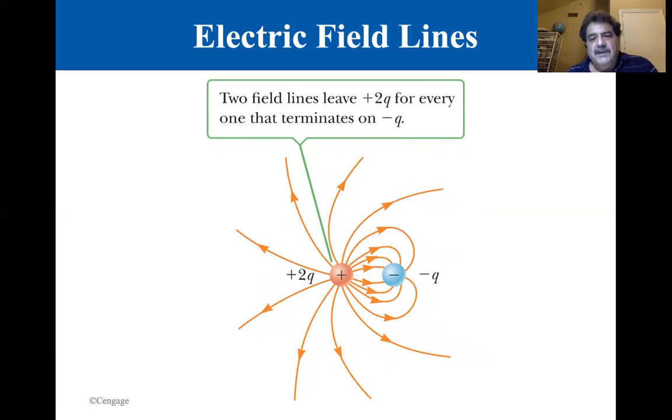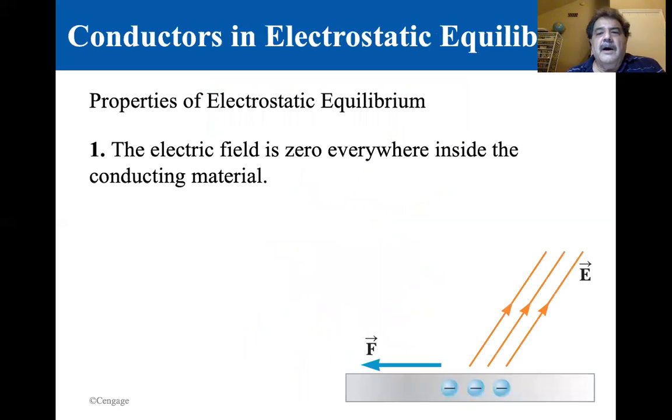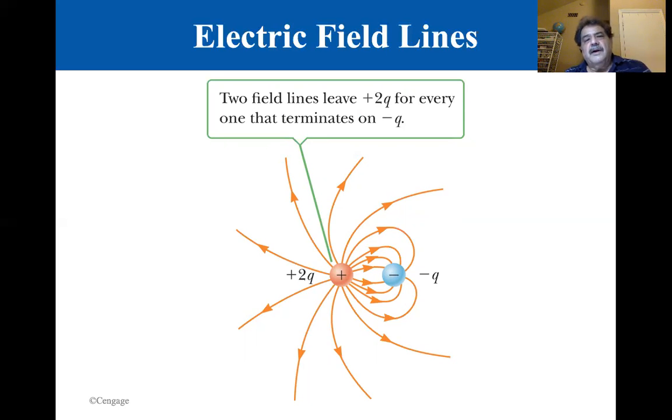What do you think is going to be coming out or going into the minus Q? It should be 8. Let's start here at the Q. Let's go 1, 2, 3, 4, 5, 6, 7, 8. Sure enough. So you've got 16 lines emanating out from the 2Q and 8 lines going into the minus Q. Okay, and that's it for this.